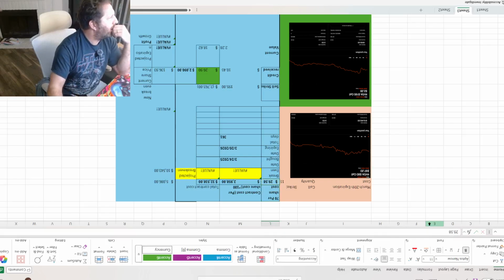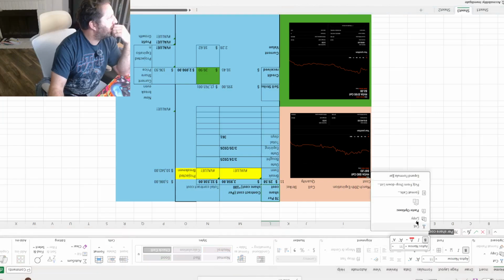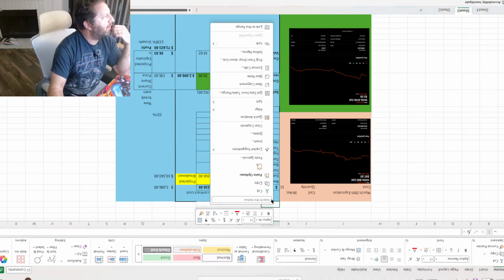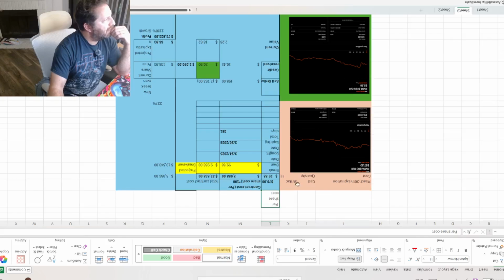You can probably just put the note on top of the 70. There you go. There you go. Yeah. And then wrap text. And then put the color to Per share cost. This isn't right. Per share cost.